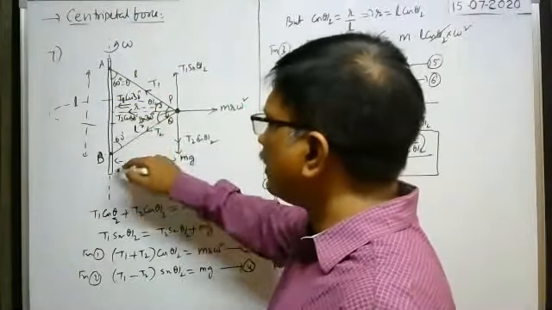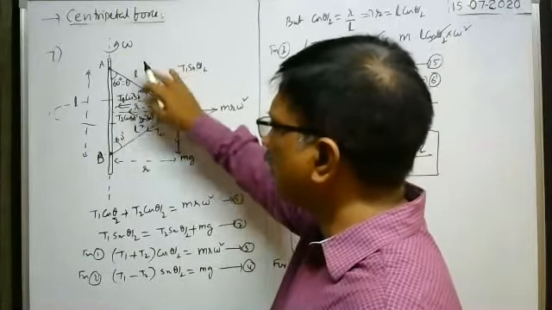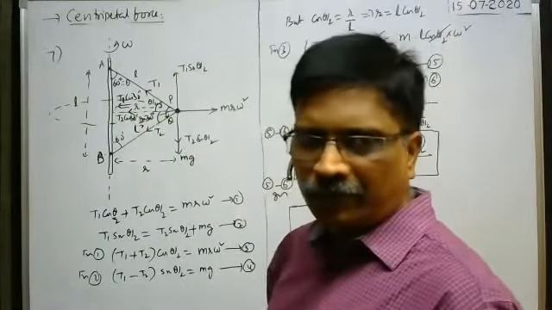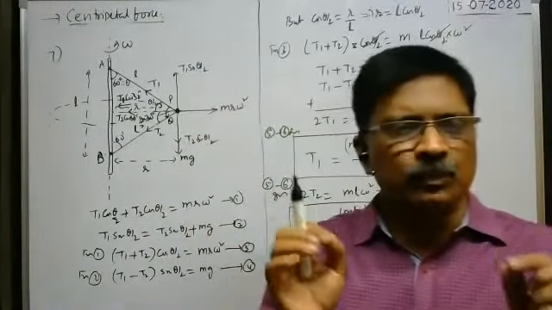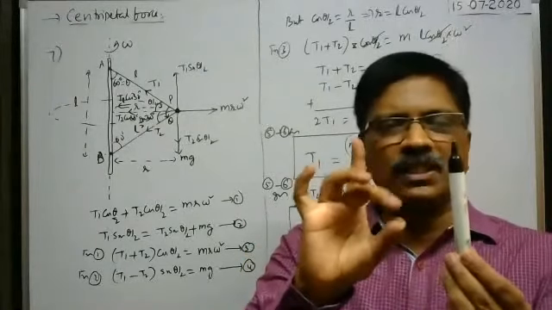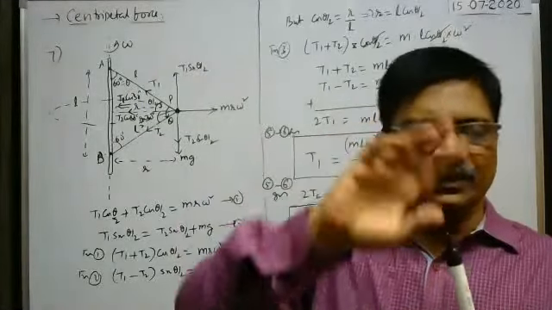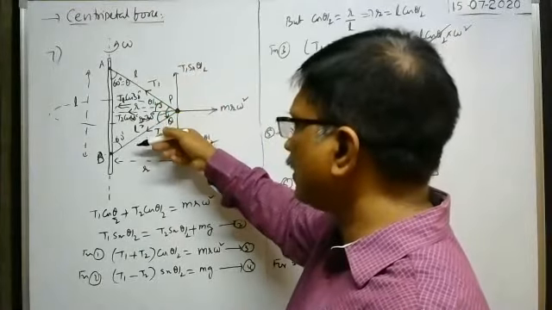About the vertical axis, this particle is made to rotate in a horizontal plane by means of two strings having same length L each. Just to imagine in general, every physics problem we must think in a general way. So about the vertical axis, by means of two strings, the particle is made to rotate like this. Here the length of these two strings are same.